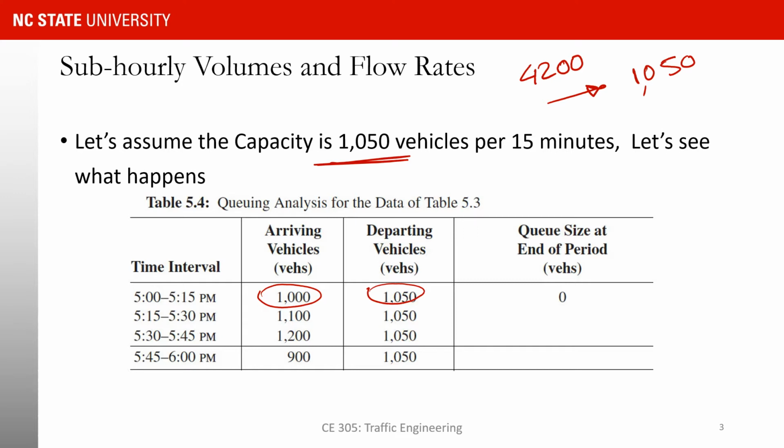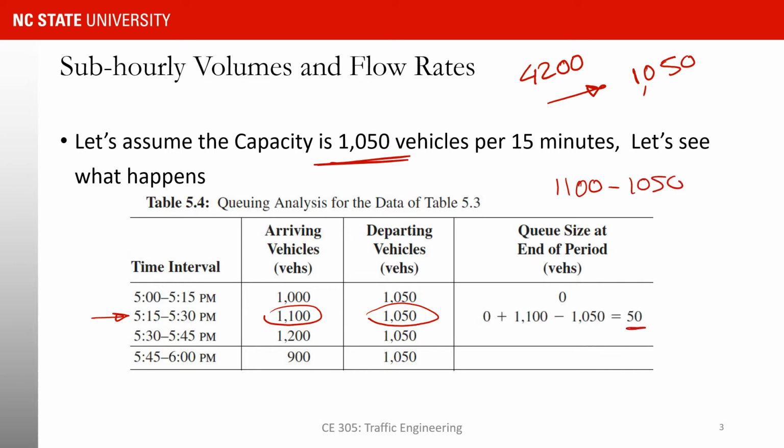Let's move on to 5:15 to 5:30. I have 1,100 vehicles arriving, right? And I can process 1,050 vehicles. Am I going to have any issue there? Yeah, I won't be able to process all of these vehicles. How many I won't be able to process? The difference of 1,100 and 1,050, right? My capacity is 1,050. The number of vehicles that are arriving is 1,100. So what is going to be the number of vehicles that I have in queue there? It's going to be 1,100 minus 1,050, right? So I'm going to have 50 vehicles in queue.